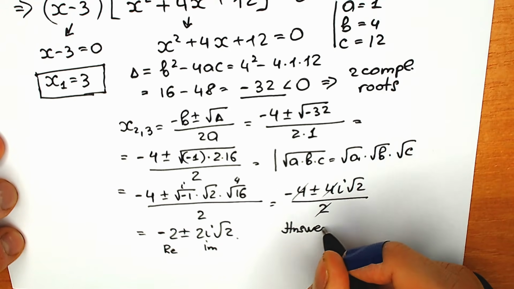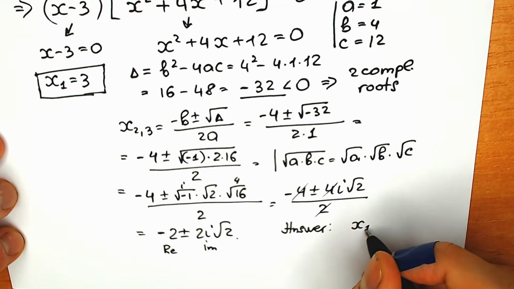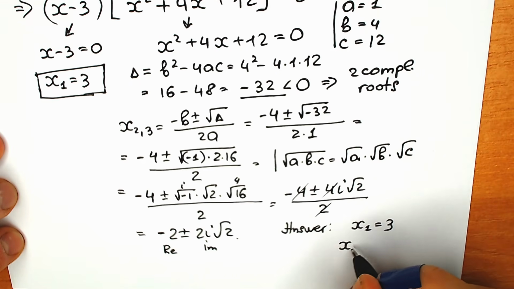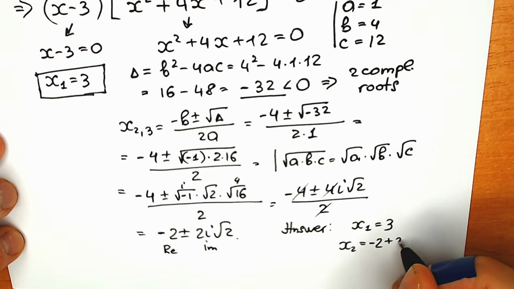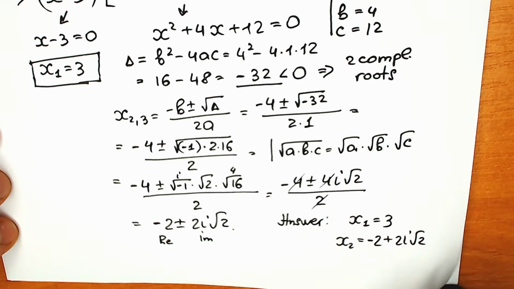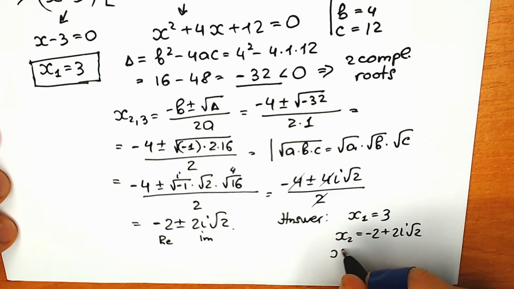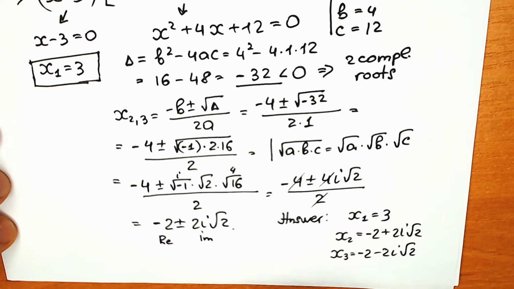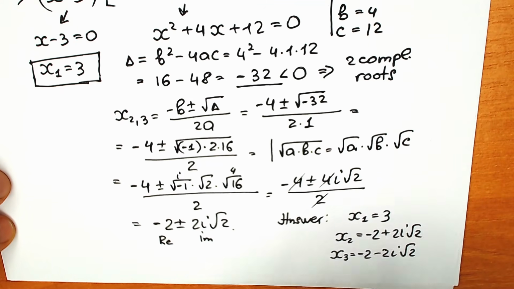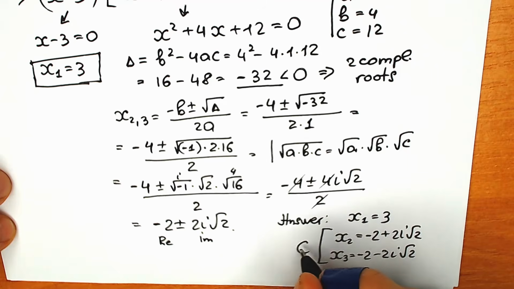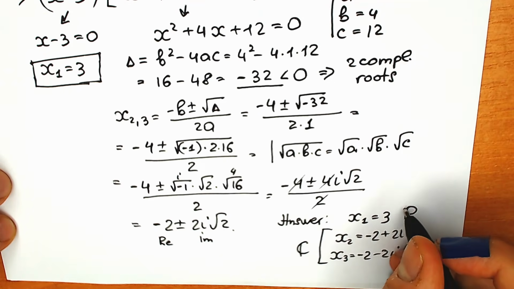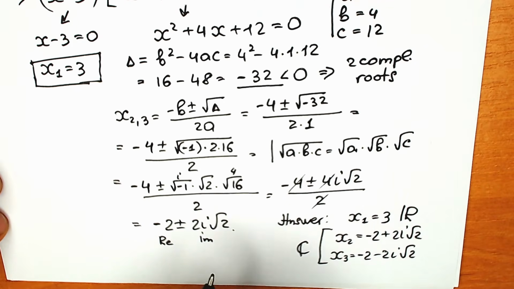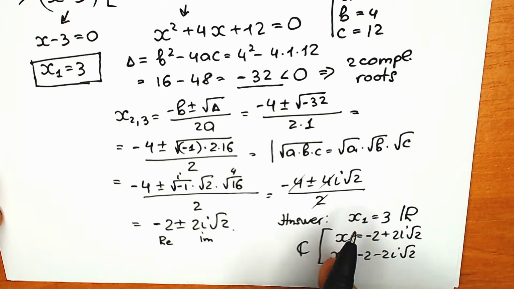So our answer, x first equals 3, x second, let's go with the positive sign, equals minus 2 plus 2i square root of 2, and x third equals minus 2 minus 2i square root of 2. Yeah, this is our answer. These two roots are complex roots, and this one root is a real number root. So we have 3 roots in total: 2 complex and 1 real number root.